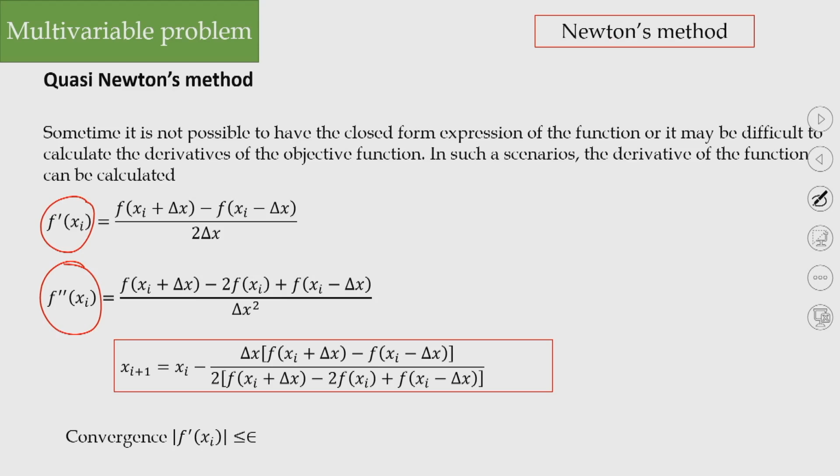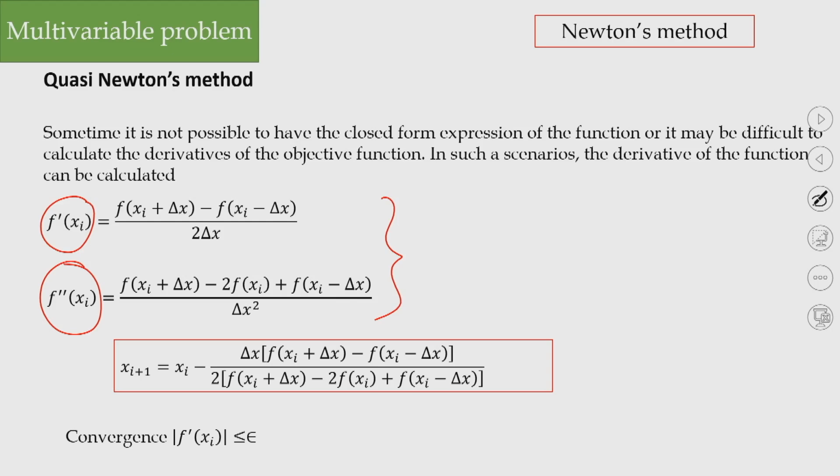Sometimes it is not possible to have a closed form expression of the function, or it may be difficult to calculate the derivative of the objective function. So, in such a scenario, the derivative of the function can be calculated using these equations, which are again derived from the Taylor series.